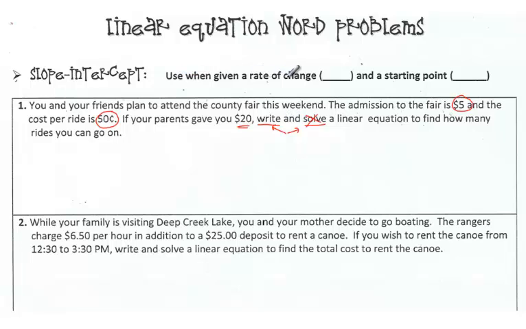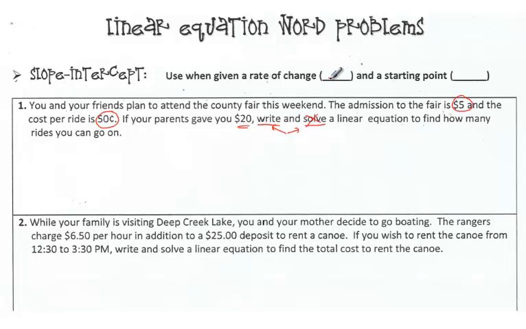So, have they given me a rate of change? Well, is $5 a rate of change? Am I going to be paying that on a regular basis, again and again and again? I would argue no. $5 is what you pay when you walk in the door. The cost per ride is 50 cents. Well, am I going to be paying that again and again? Yes, I'm going to be paying that for every ride.